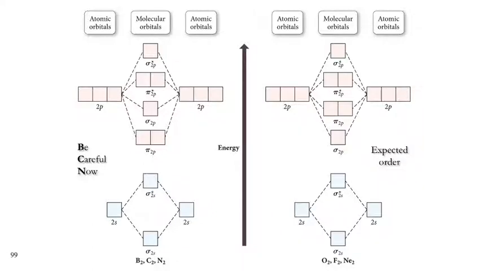Okay? So this is normal, nice and symmetrical. Sigma's on the outside, pi's on the inside. The exception is, be careful now, boron, carbon, nitrogen, switch these two. It's the only difference.